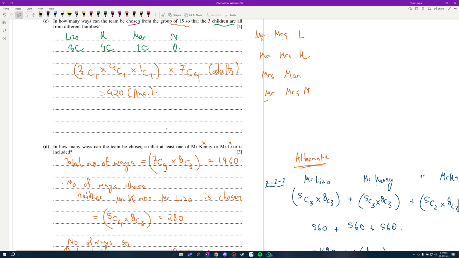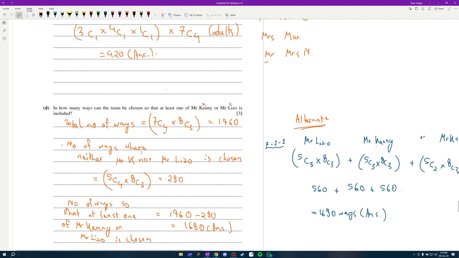In how many ways can the team be chosen so that at least one of Mr. Kenny or Mr. Lizzo is included? Okay. At least one. That means either Mr. Kenny only or Mr. Lizzo only or both. So we can do something. We can find out the team where Mr. Kenny and Mr. Lizzo are not included and then subtract it from the total number of ways.